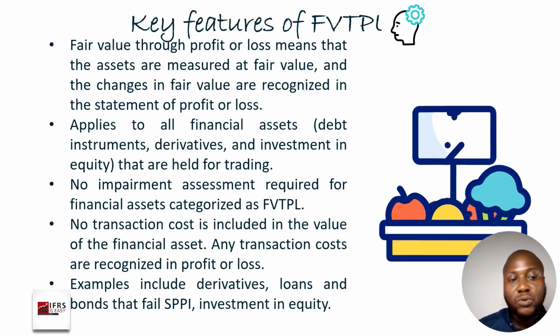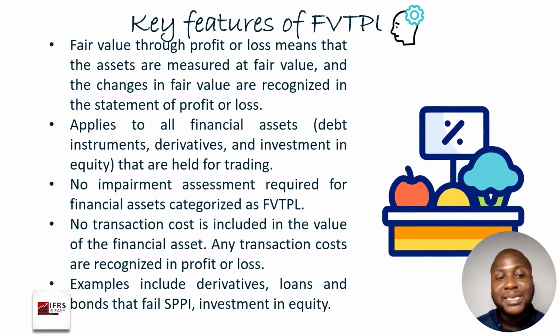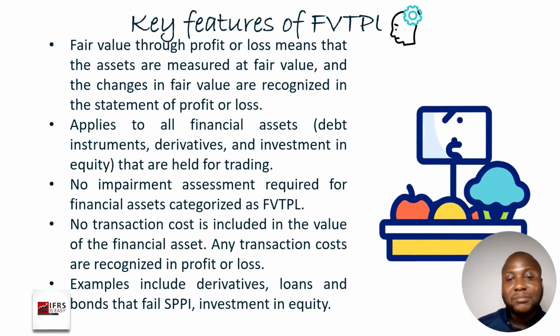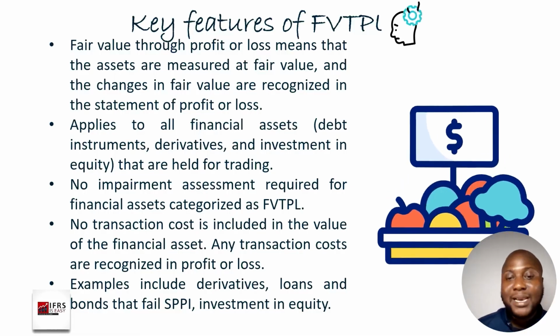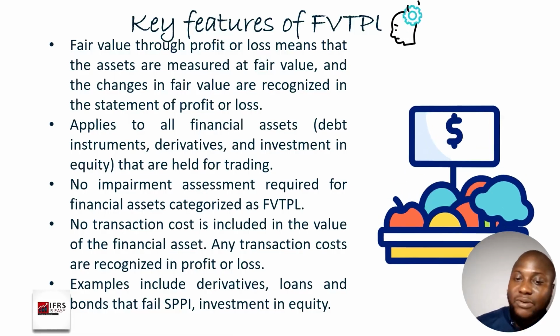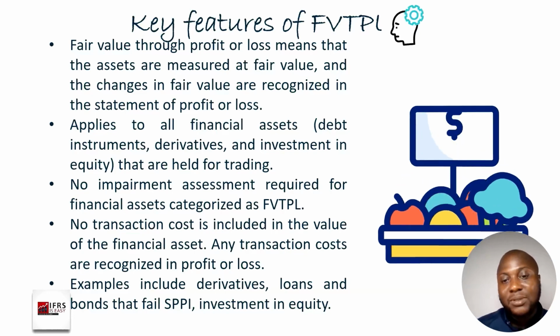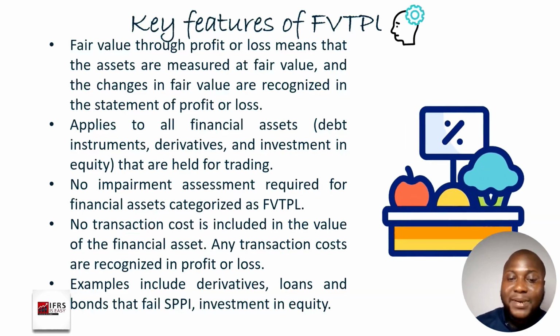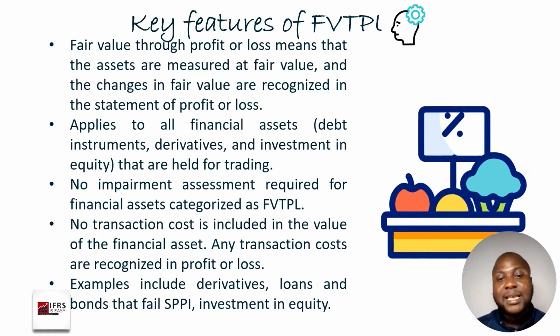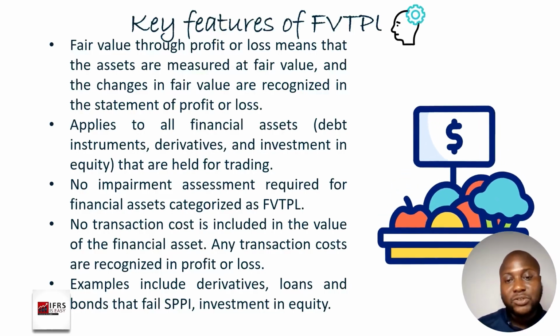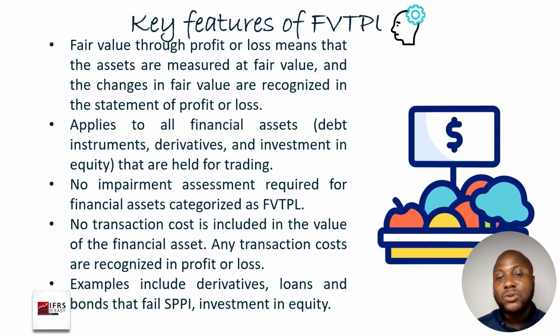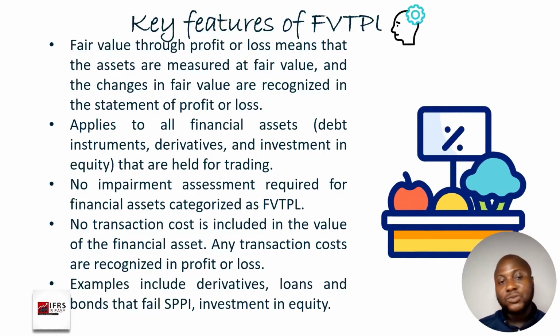Another example is loans. So if you have a loan or a bond that fails the SPPI test, the SPPI test is what we mentioned earlier in terms of solely payment of principal and interest, where I said that what will make a financial asset or a financial liability be categorized under amortized cost is that what we are expecting on that asset or liability is solely principal and interest. And we said anything outside principal and interest fails that, and as a result, it won't go under amortized cost. You just bring it straight up to fair value through profit or loss.